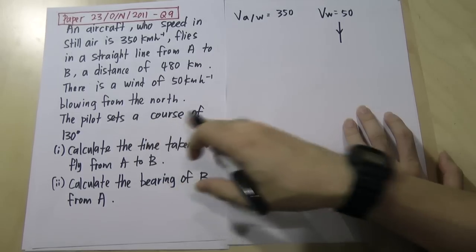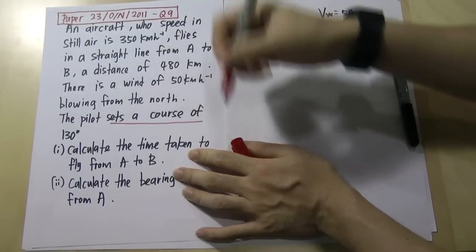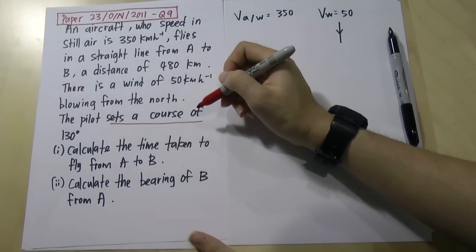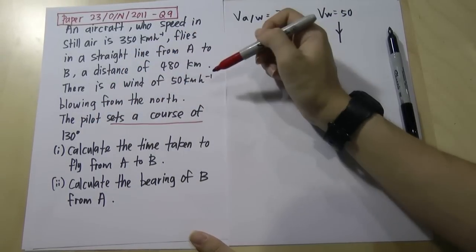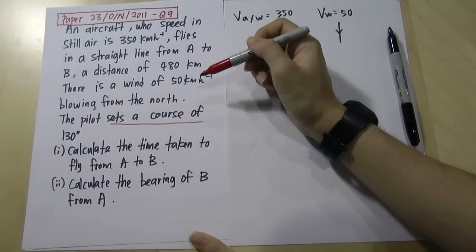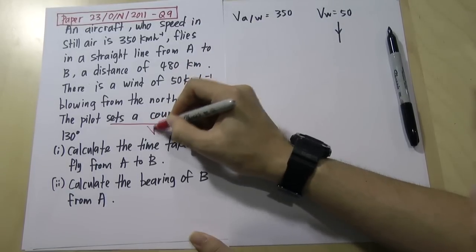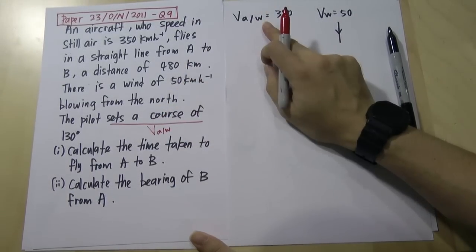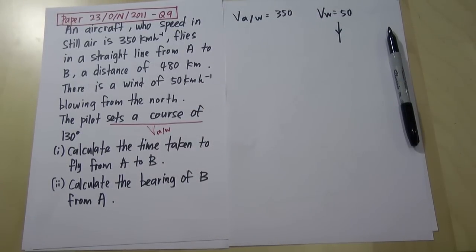The pilot sets the course. This is the key word for this question. If you couldn't understand this, you cannot solve this question either. When he says set a course of 130, a lot of students start to struggle. This 130 is for the velocity of the plane, or the plane relative to wind. When you just set the course, this is the bearing for the relative velocity. In this case, it's A relative to wind. When you say set the course of, this has the same meaning as the angle was still 130.